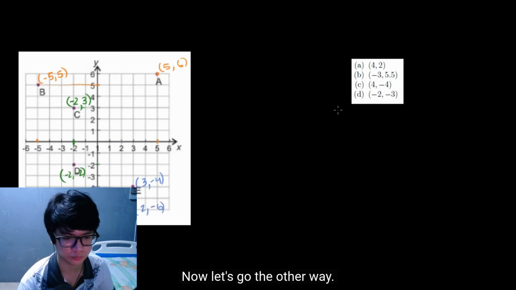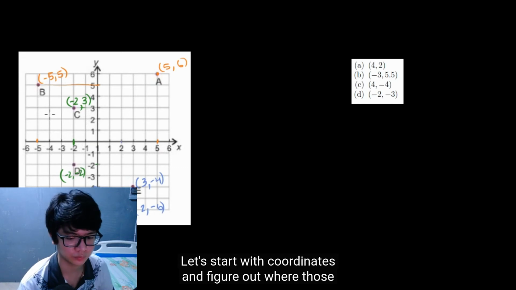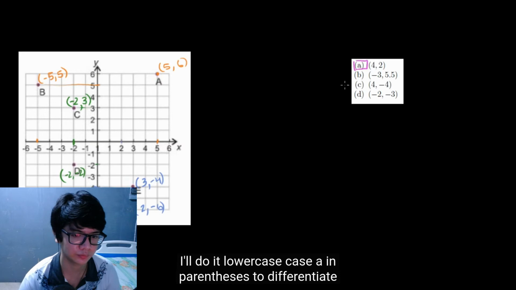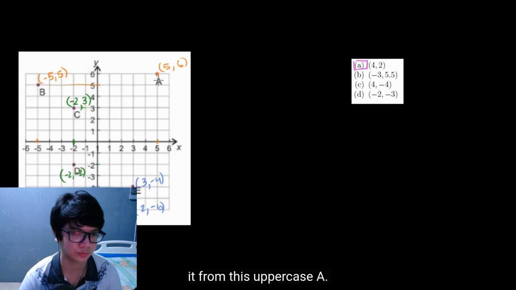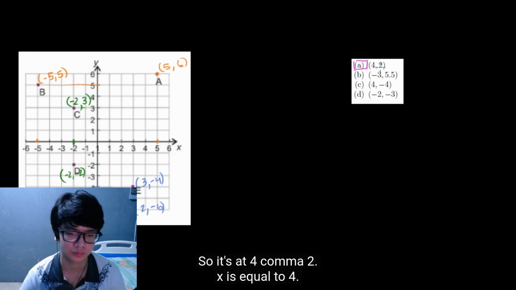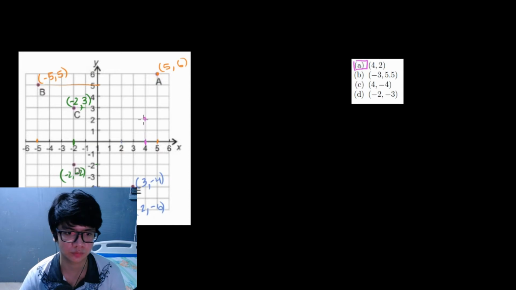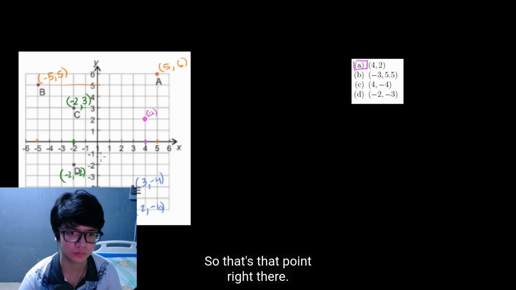Now let's go the other way. Let's start with coordinates and figure out where those points are. So you have this first one. I'll do it lowercase a in parentheses to differentiate it from this uppercase A. So it's at 4, comma 2. X is equal to 4. Y is equal to 2. So that's that point right there.